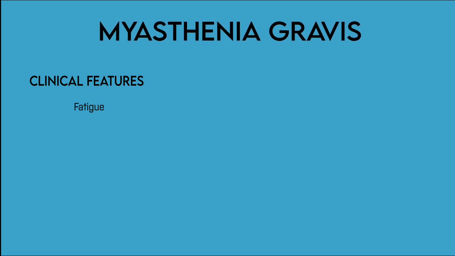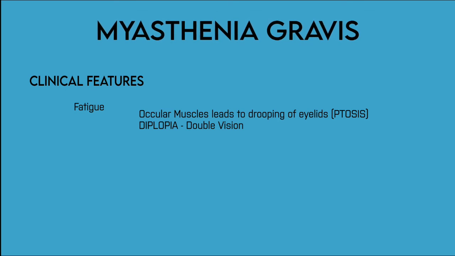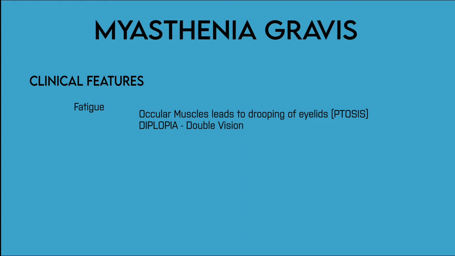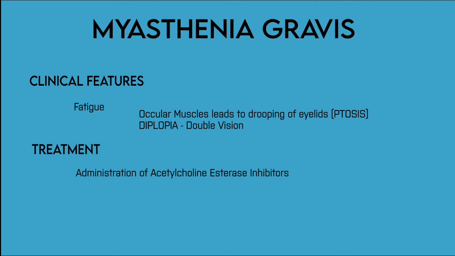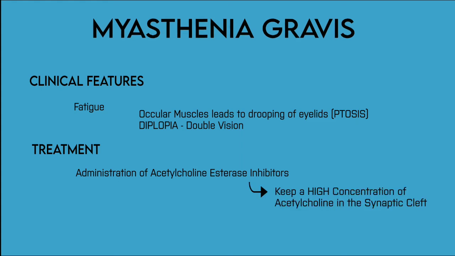The first signs of myasthenia gravis is seen in the ocular muscles and eyelids, which results in drooping of eyelids or ptosis and diplopia or double vision. The treatment for myasthenia gravis is the administration of acetylcholine esterase inhibitors, which helps to keep a high concentration of acetylcholine in the synaptic cleft to increase the response of the muscle. The main inhibitors that are used are pyridostigmine and neostigmine.